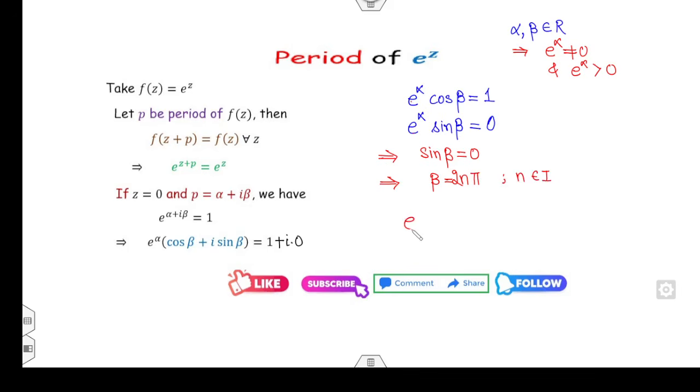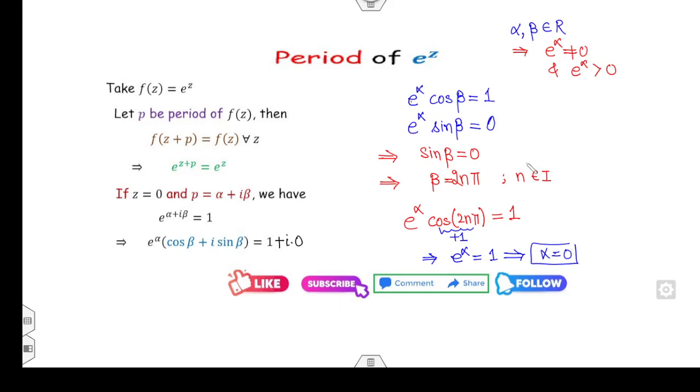I can substitute it in the first equation. That will be cos 2n pi, which will be 1. And we all know cos of 2n pi is always plus 1. That implies e raised to power alpha is 1. This implies alpha must be 0.